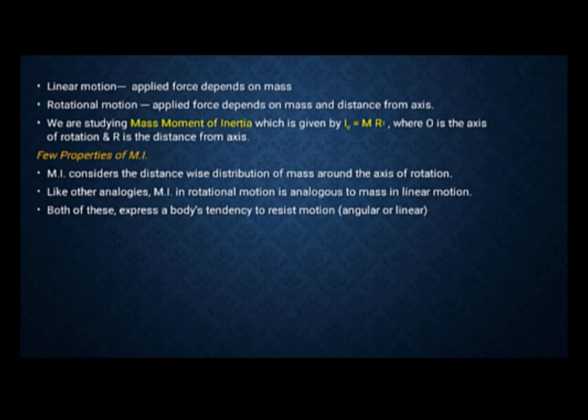Like other analogies, MI in rotational motion is analogous to mass in linear motion. For example, Indian currency is rupee and American currency is dollar. In a similar way, what we call mass in linear motion, we call moment of inertia in rotational motion. Both of these express a body's tendency to resist motion, angular or linear.